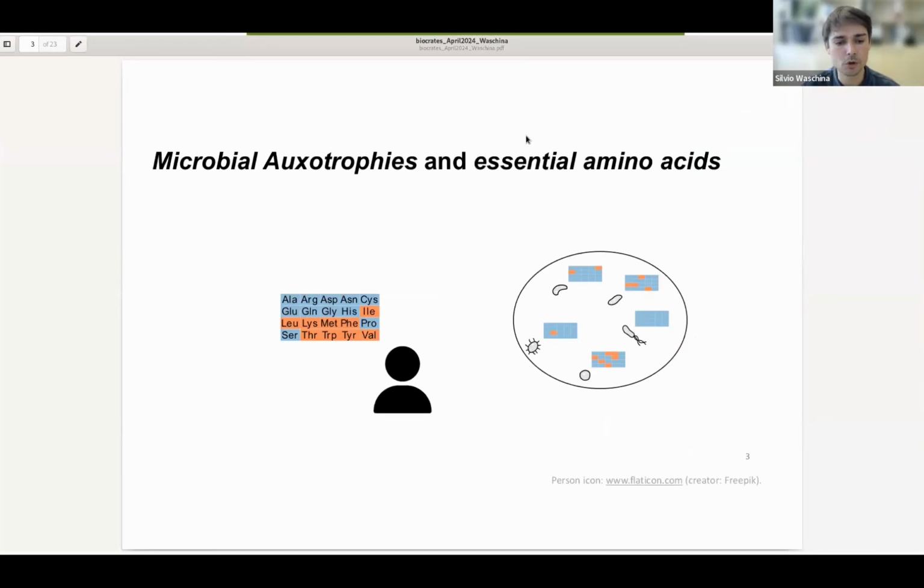You can picture microbial auxotrophies very similar to the essential amino acids for the human organism. We know that some amino acids cannot be produced by humans, so we need to obtain them from the diet. And now the question that we were asking here is, how does this reflect when we look at the organisms that live in our gastrointestinal tract, which are mainly the bacteria and archaea that we have analyzed in the study? What are essential amino acids for these organisms that are so closely associated to us?